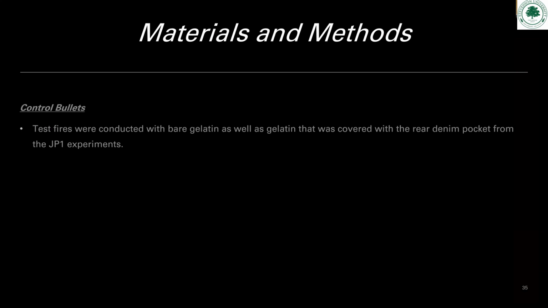So here we have, I also fired some test fires through bare gelatin, because everything else had passed through something and then the gelatin. So I want to see what a full expansion would look like firing through bare gelatin. And then also because two of my target materials were inside of denim pockets, I wanted to fire through the denim pocket as well. So those are my controls. I had a denim control and a gelatin control.